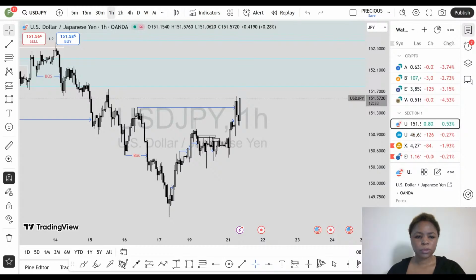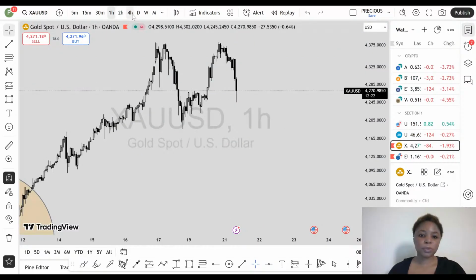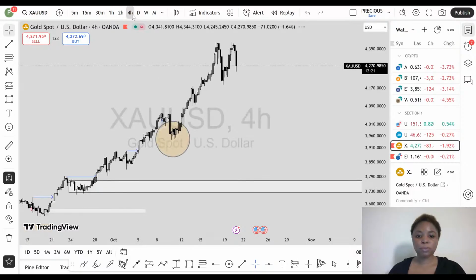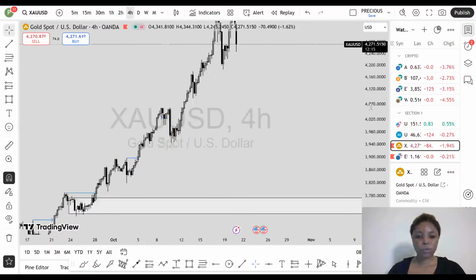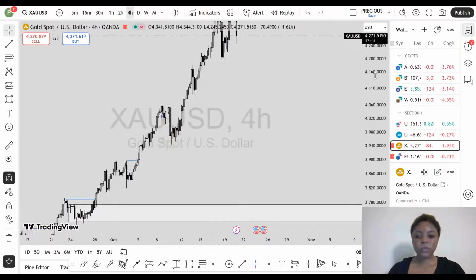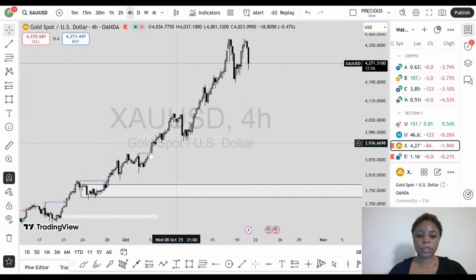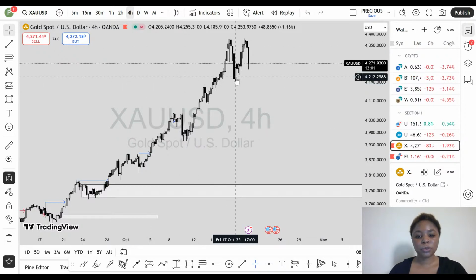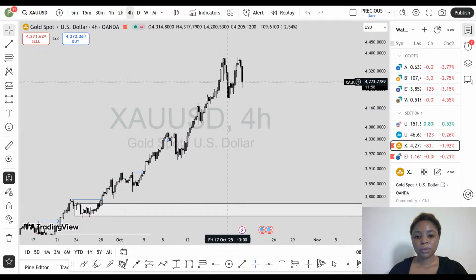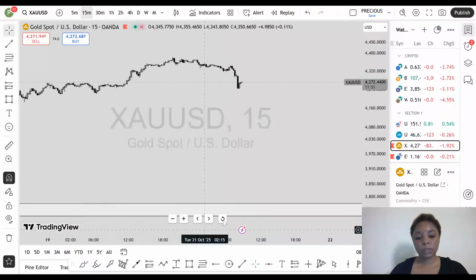Okay, so let's go to gold, bullish, hit the all-time high and the rest. So we need to look for a buy opportunity here because this is a very bullish market. We're having multiple breaks of structure to the upside. There's zero to minimum, very little retracement here. So a retracement now is an opportunity to buy.